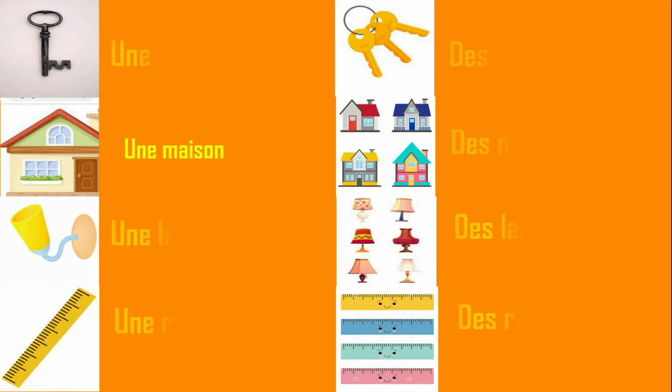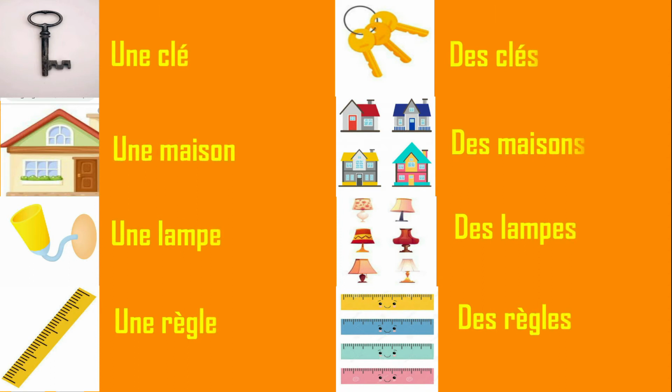Some more examples. Une clé, des clés. Une maison, des maisons. Une lampe, des lampes. Une règle, des règles.